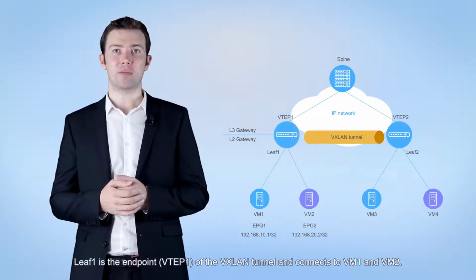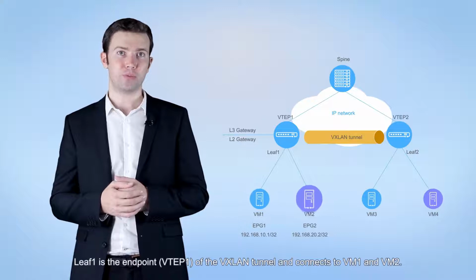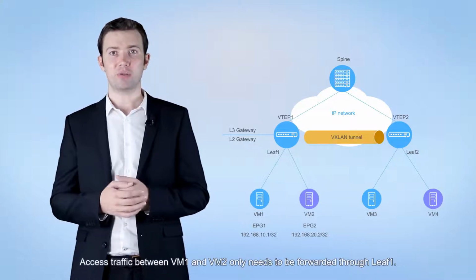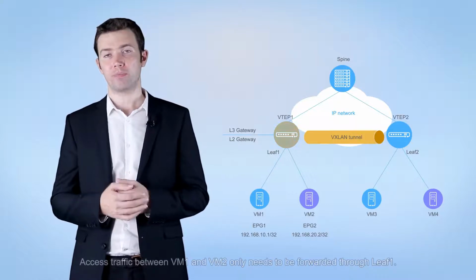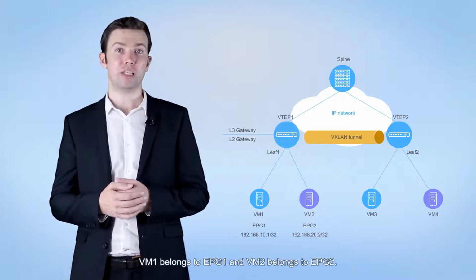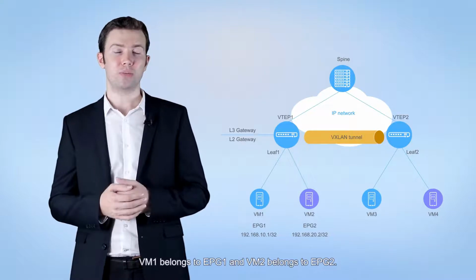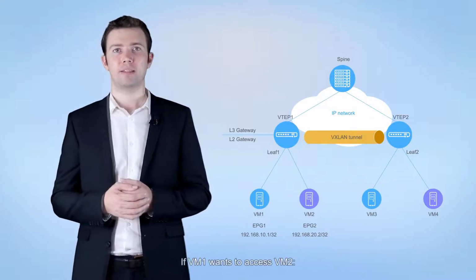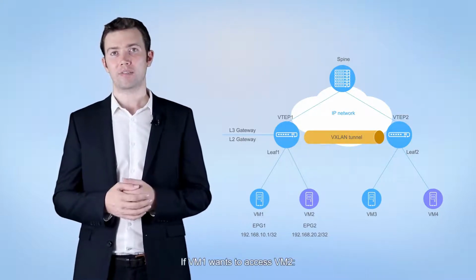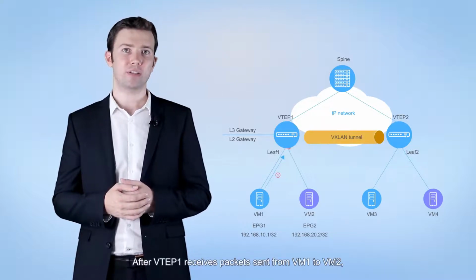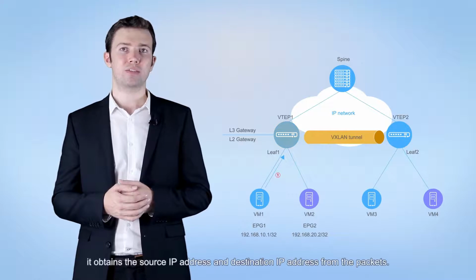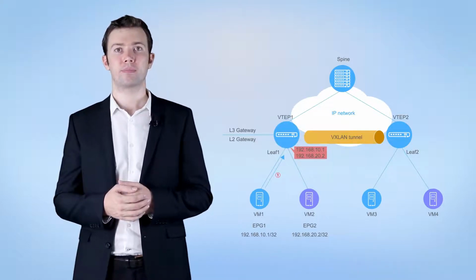Leaf 1 is the endpoint of the VXLAN tunnel and connects to VM1 and VM2. Access traffic between VM1 and VM2 only needs to be forwarded through Leaf 1. VM1 belongs to EPG1 and VM2 belongs to EPG2. If VM1 wants to access VM2, after VTEP1 receives packets sent from VM1 to VM2, it obtains the source IP address and destination IP address from the packets.